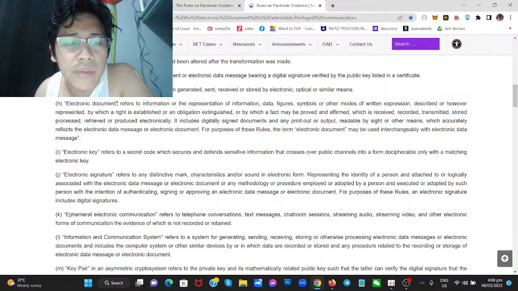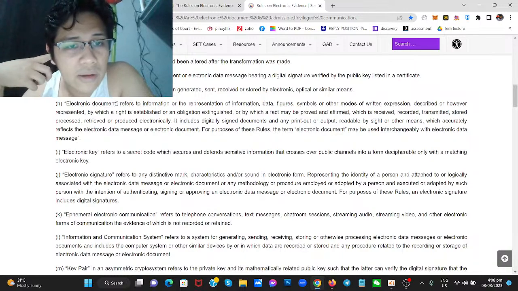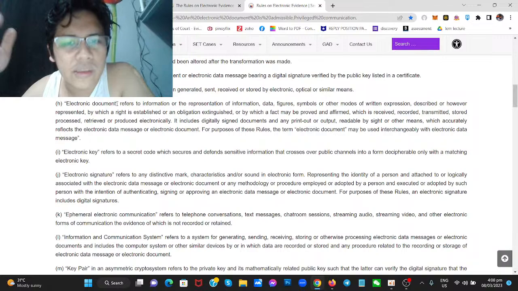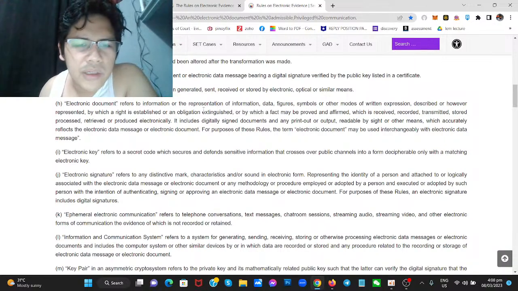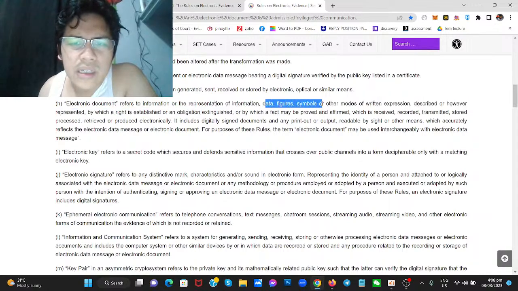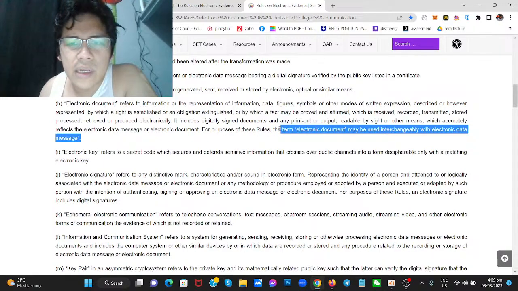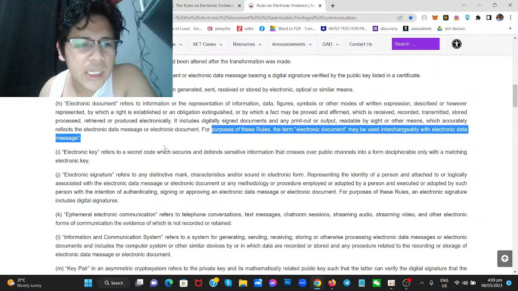It's just that probably because this is not a paper document. The data message may be the email. The electronic document is a printed copy, a digital printed copy of that, right? Because it refers to information, data, symbols or other modes of written expression. Okay, that's electronic. But sabi naman, can be used interchangeably.